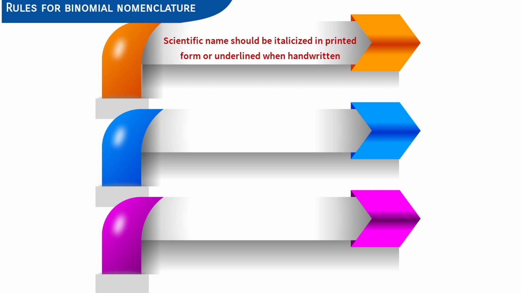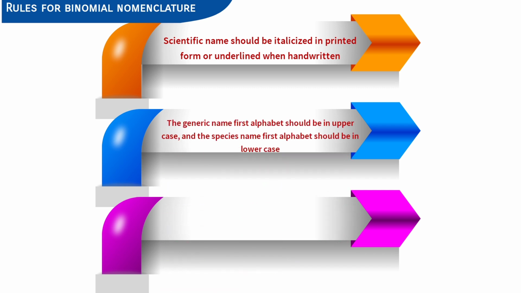And then, the first letter of the generic name should be in uppercase and the first letter of the species name should be in lowercase. So the genus name should start with a capital letter and the species name should start with a small letter. So if you write Homo sapiens, H should be capital and s of sapiens will be small. So whatever binomial name you write, the first letter of the genus name is a capital letter and the second word, that is the species, should start with a small letter.